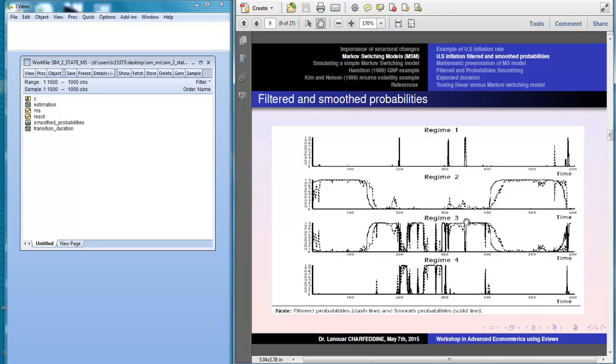We continue. How did I detect these breaks? I used the smoothed probability, which is estimated when we use the Markov switching model. We use the smoothed probability to determine the date of the break, and in general, following Hamilton 1989, when the smoothed probability is bigger than 0.5, we have a switch from the first regime to the second one.